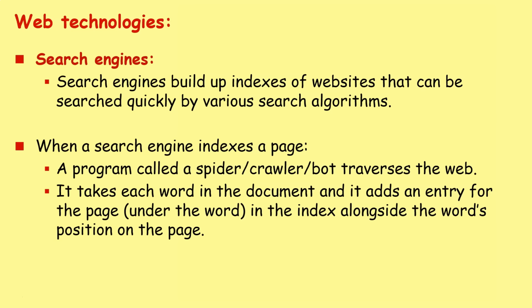Search engines. They build up indexes of websites that can be searched quickly by various search algorithms. When a search engine indexes a page, a program called a spider or a crawler or a bot traverses the web. It takes each word in the document and it adds an entry for the page under the word in the index alongside the word's position on the page.